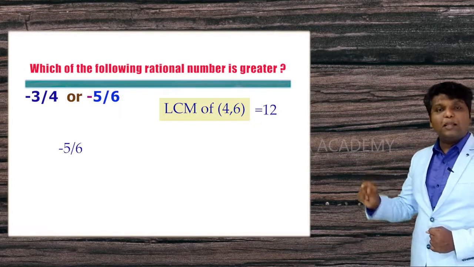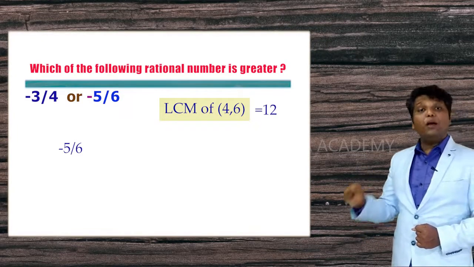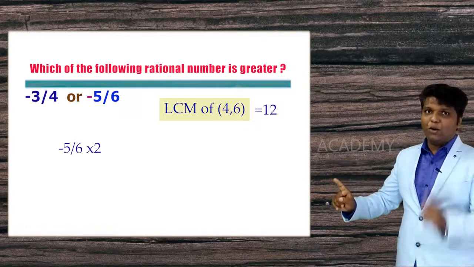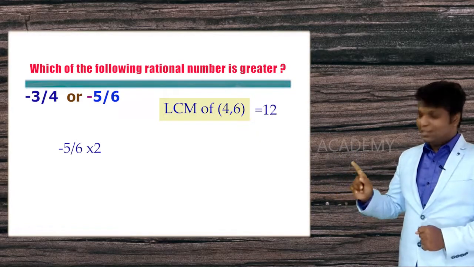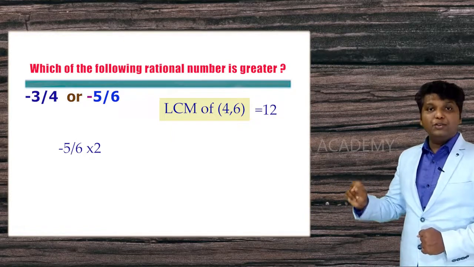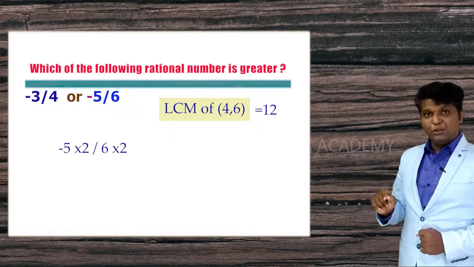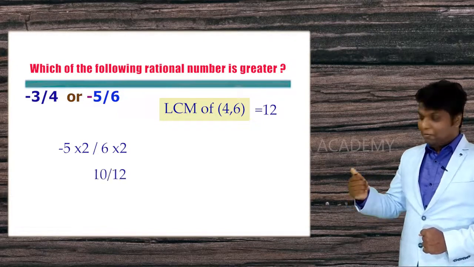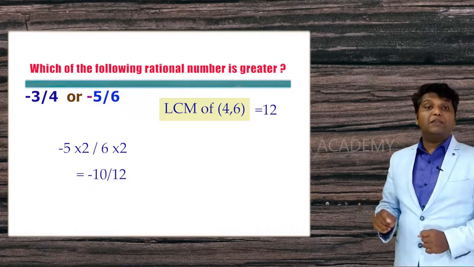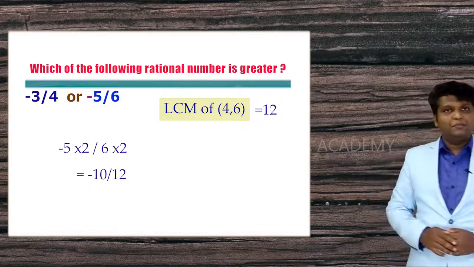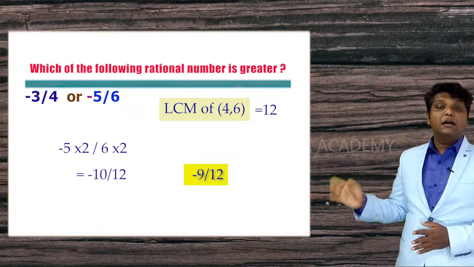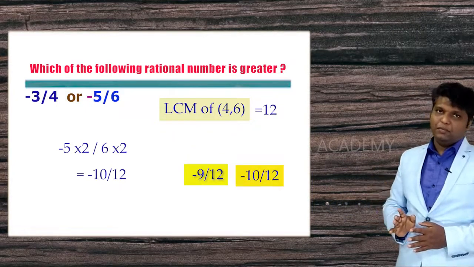So we have to multiply the denominator by 2. If you want to multiply the denominator by 2, you have to multiply the numerator also by the same number 2 itself. So we will write minus 5 into 2 divided by 6 into 2. Now tell me, minus 5 into 2. It is minus 10 by 12. Now you got two numbers. One is minus 9 by 12. Another one is minus 10 by 12.